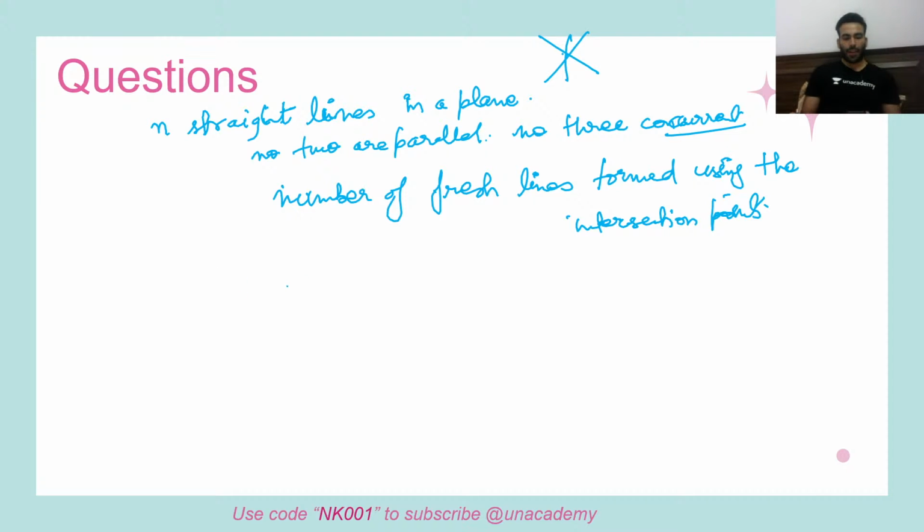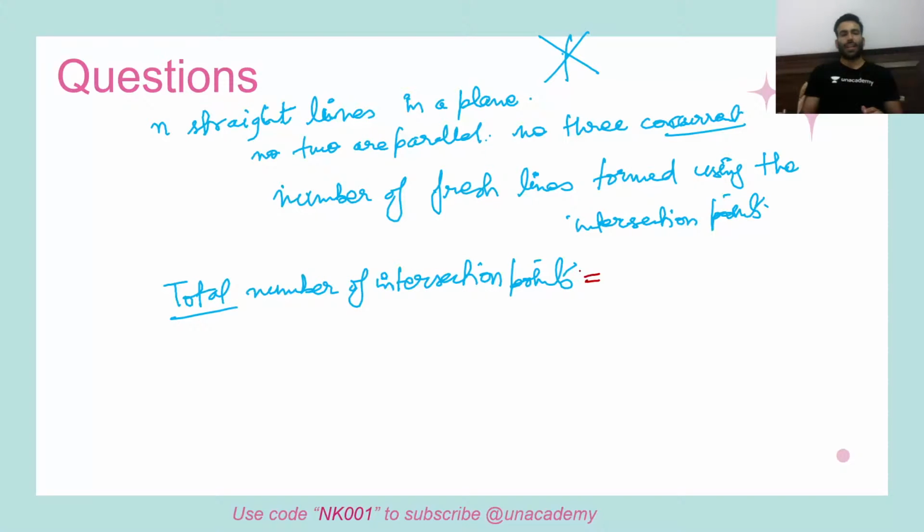So what are you going to do? We have to find the fresh lines. First, let's do one thing. Let's find the total number of intersection points. Because I know there are n straight lines. To find the intersection point, I have to pick two straight lines. Whenever two lines intersect, they'll make one intersection point, right? So nC2 will give me the total number of intersection points. So what it will be? n into n minus 1 by 2, correct? Now, since I have got these intersection points, if I pick any 2 points out of these, I can make a line, right?